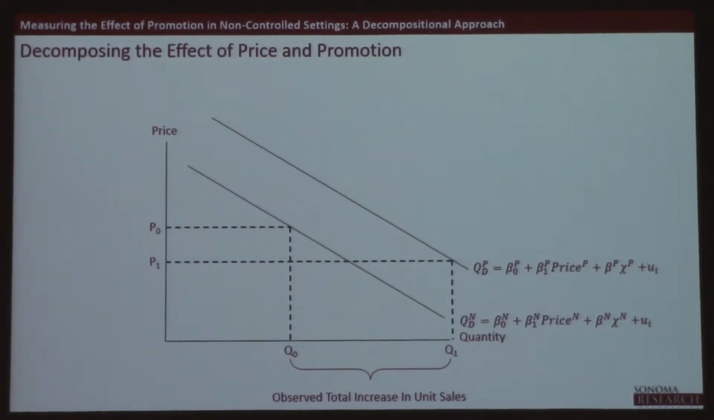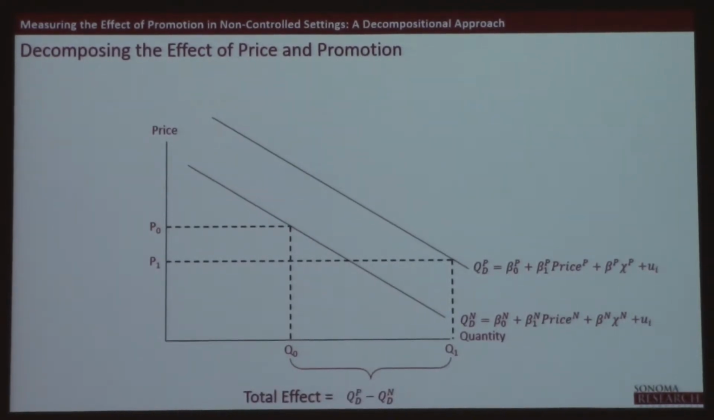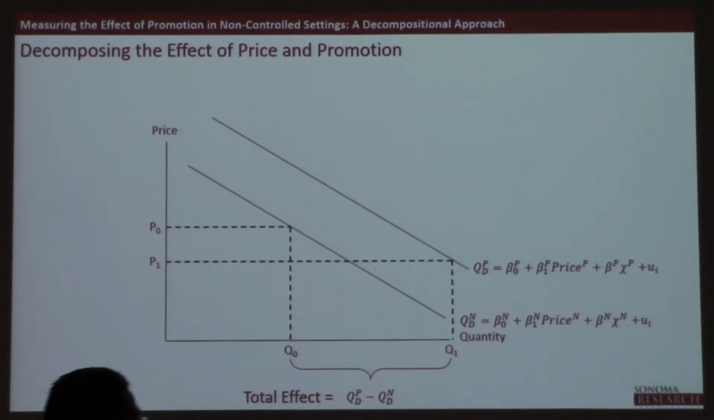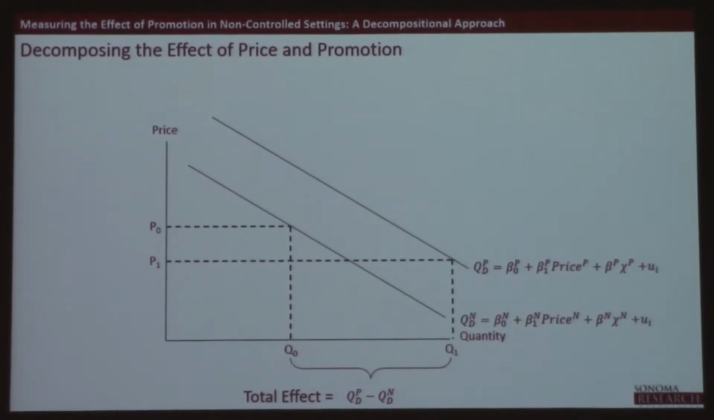And we observed this total increase in unit sales. So that's that total effect. We're going to subtract promoted from non-promoted demand. This is where things get a little bit hairy. This is probably why you don't remember it from 580. All right, so what do we do? How do we do this in practice?